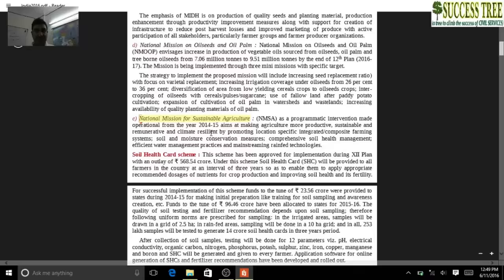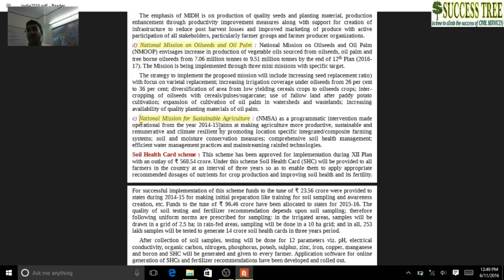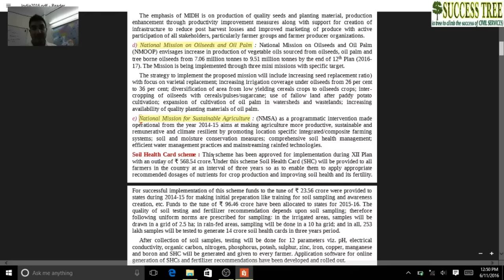Okay, now come to the next one, Soil Health Card Scheme. Like we have done it many times, Soil Health Card. Now what will the Soil Health Card do? It is a card that will tell the farmers about the state of health of the soil, and in what proportion the fertilizers and nutrients should be mixed, so the present nutrient level of the soil, and it helps in the judicious use of the fertilizers.